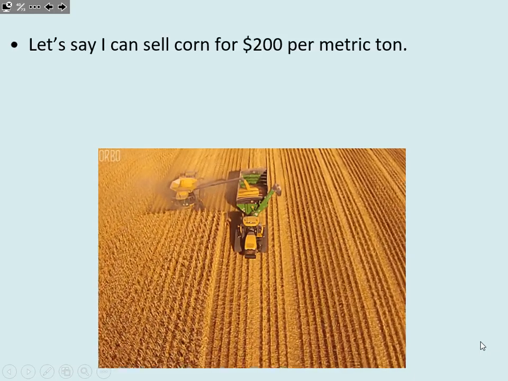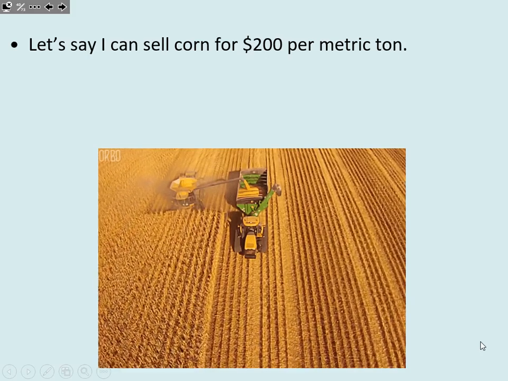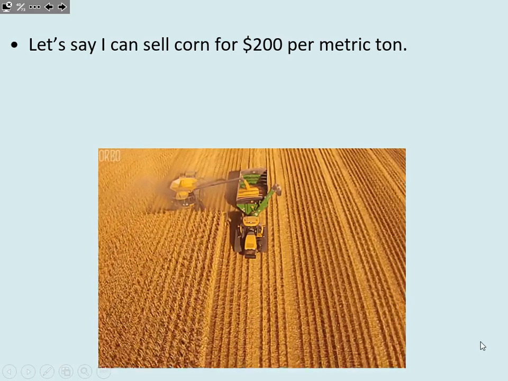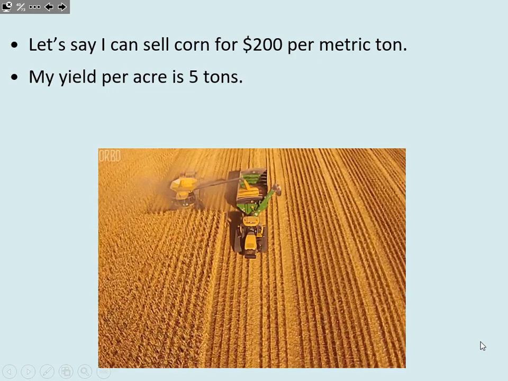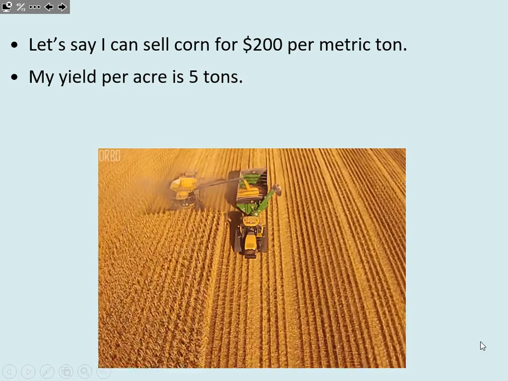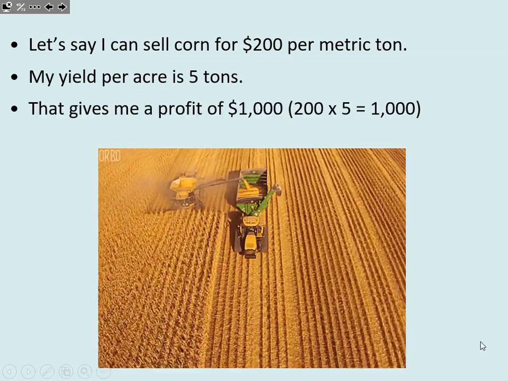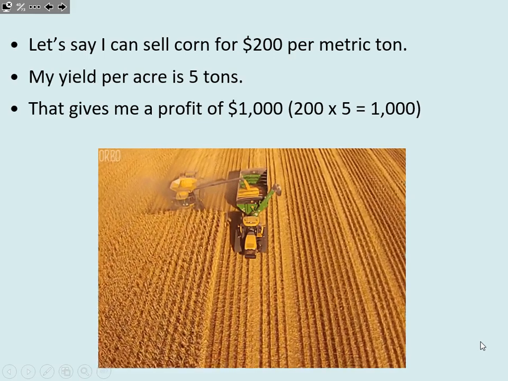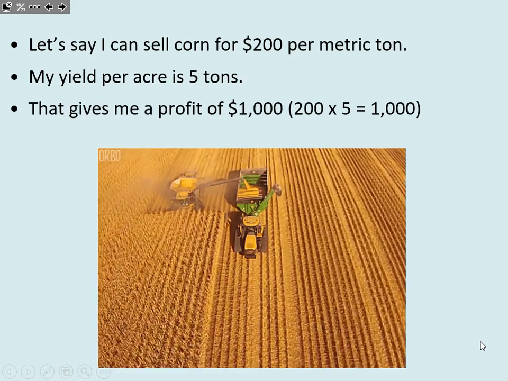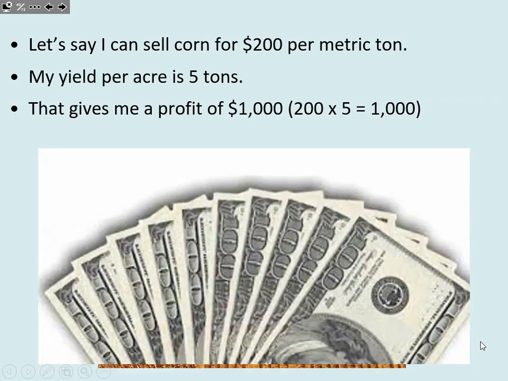Okay, so here we are. Let's say I can sell corn for $200 per metric ton. And my yield per acre is 5 tons. So 200 multiplied by 5 is going to be 1,000. Everybody clear on that basic math? Excellent. So I got me $1,000 profit.